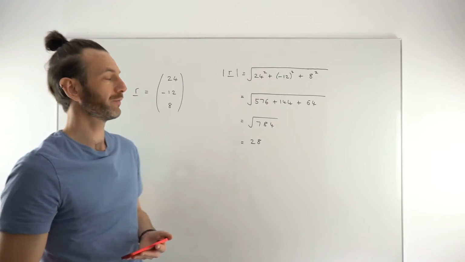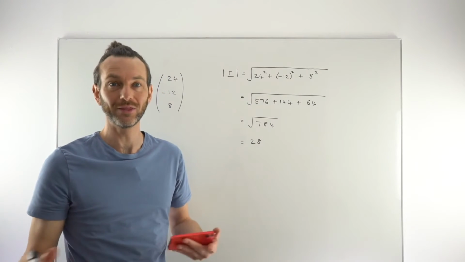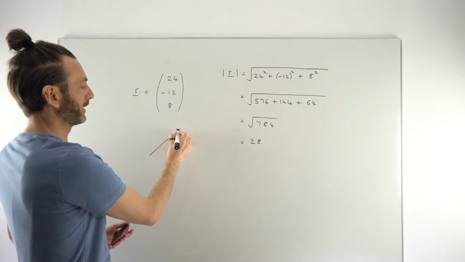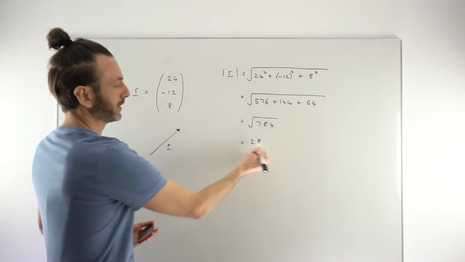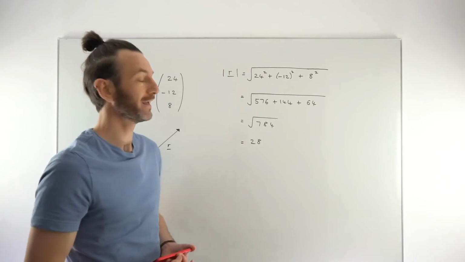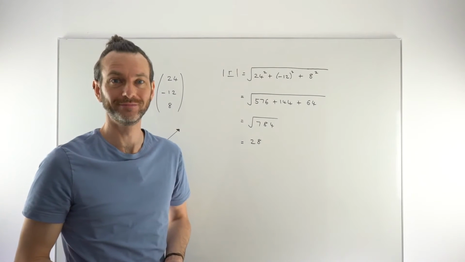So the magnitude of the vector is the size of the vector, the length of the vector, if it was drawn as a little line segment like this, but we don't assign units to vector magnitude, so we're just going to leave it at 28. So 28 is the magnitude of vector r.